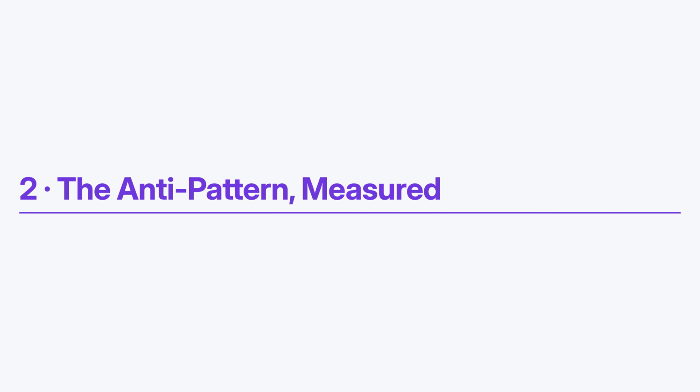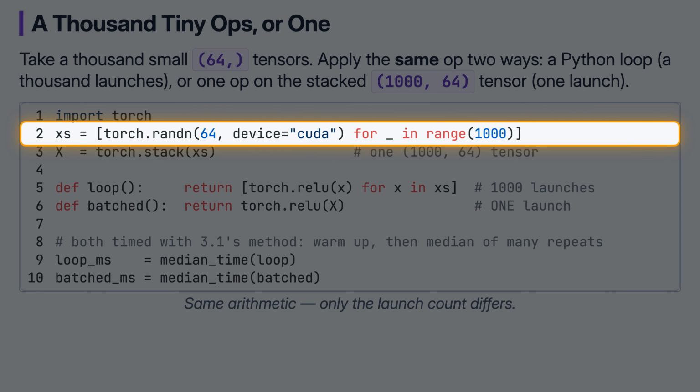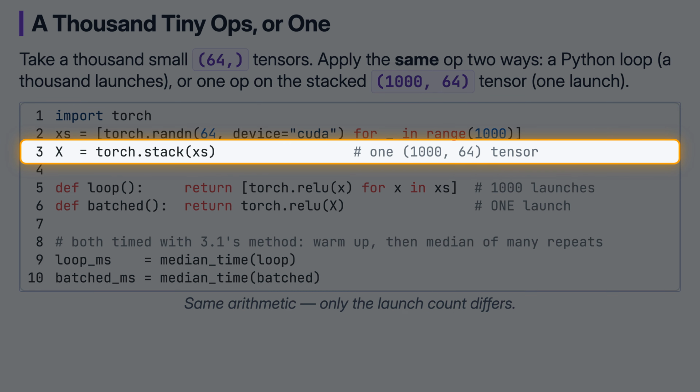Part 2. The anti-pattern measured. First, import torch. Build 1,000 small tensors. Each one has shape 64 and lives on the GPU. Stack them into one tensor. Its shape is 1,000 by 64.